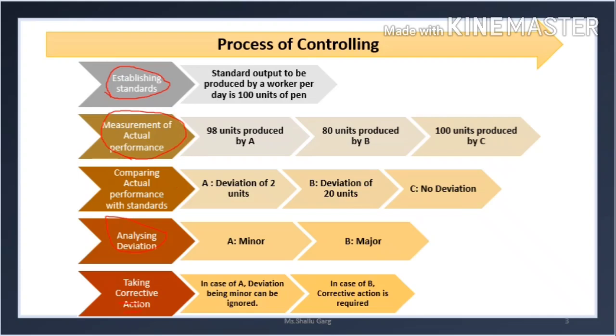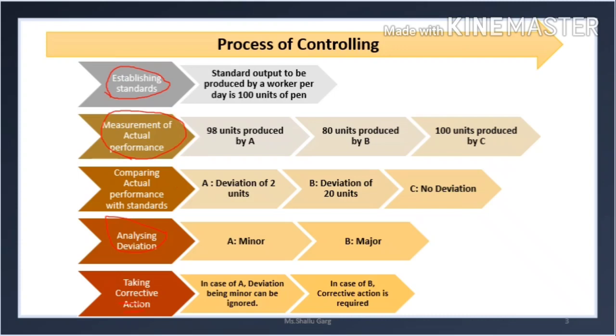Now, to better understand this process, let us take an example. Only then you will be able to understand how this sequence of steps has been framed. Let us take the example of a factory manufacturing pens. The standard output by a worker is fixed to be 100 units of pen. Now, let us assume we are evaluating the performance of 3 workers A, B and C, and this is their performance. 98 units were produced by A, 80 by B and 100 by C.